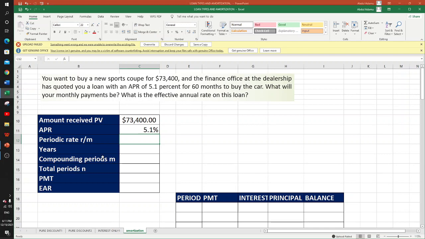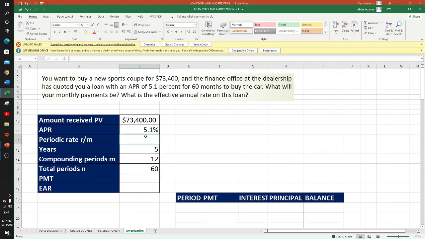We are coming to that. The number of years is 60 divided by 12, which equals 5. The compounding period is monthly, that is 12, isn't it? So the total period is 60, or 12 times 5. So 5 times 12 is 60 from the question.